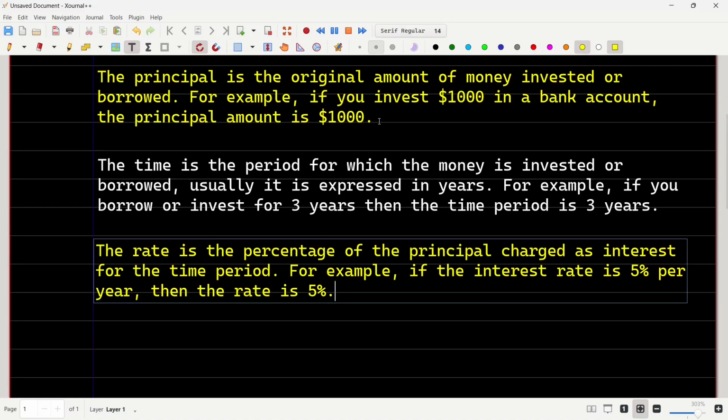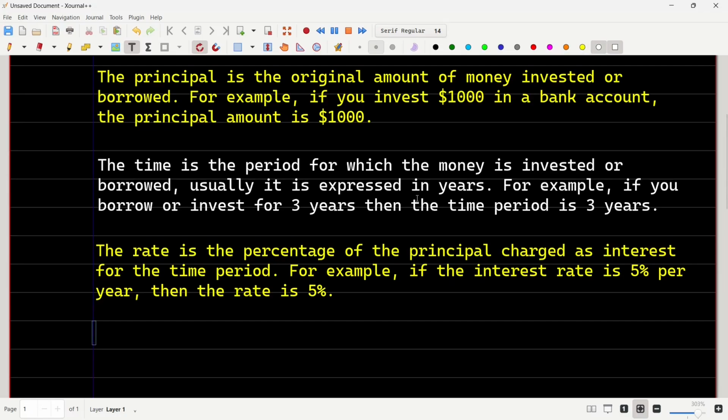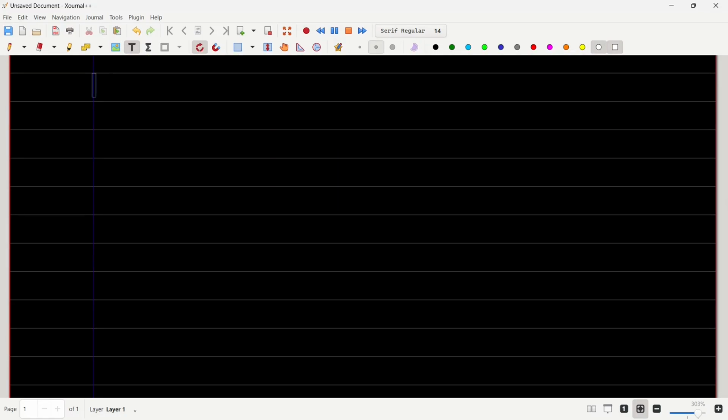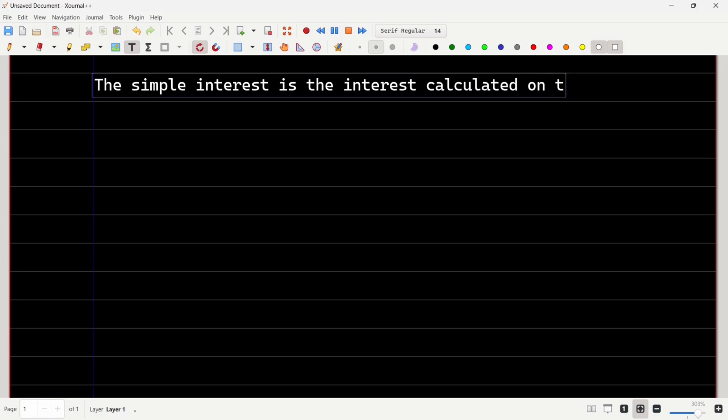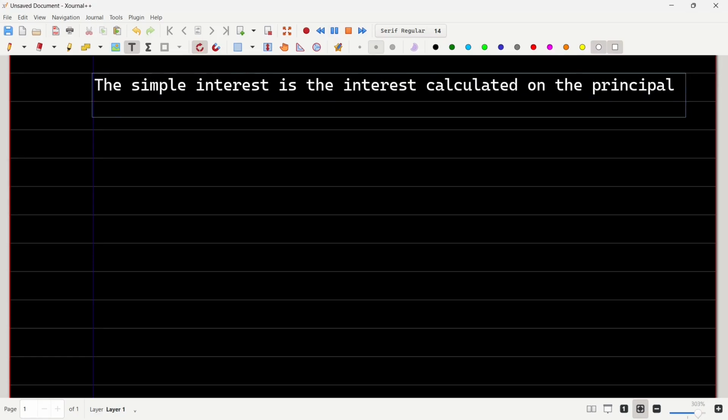The next definition that we have to talk about is the simple interest. Now, the simple interest is the interest calculated on the principal for the time period at a specific rate. So this is where the first formula that you would learn comes in, which is simple interest is equal to principal times rate times time divided by 100. So let me just write that down. So the simple interest is the interest calculated on the principal for a specific time period at a specific rate.